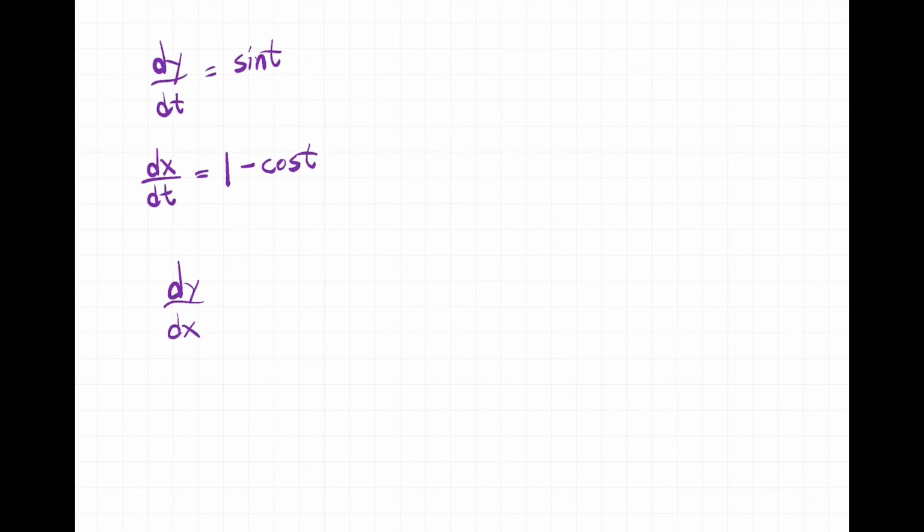So we found out that dy/dt is equal to sine t. And we found out that dx/dt is equal to 1 minus cosine t. Now what I'd like to do is find out what dy/dx is. This is actually the slope of the tangent line. Well, it'll tell us the slope of the tangent line if we plug in a value for t.